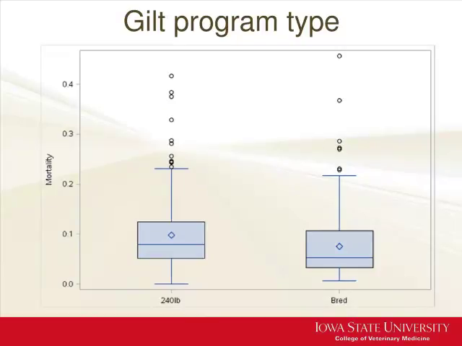Same here for gilt program type. There was some trend of a specific gilt type having a little bit lower mortality: sows that received breed gilts had a little bit lower mortality than the ones that received gilts at 240 pounds.